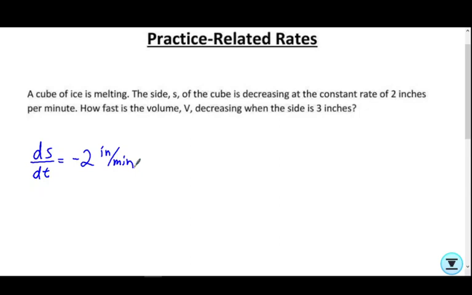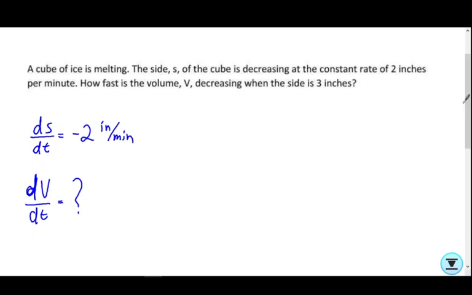Okay? What are we looking for? Well, that's what they're telling us. That we are looking for how the volume is changing over time. So dV over dt, that's what we are looking for. They also tell me that we're looking for that at a specific moment when the side length is 3. So they're telling us S is 3.